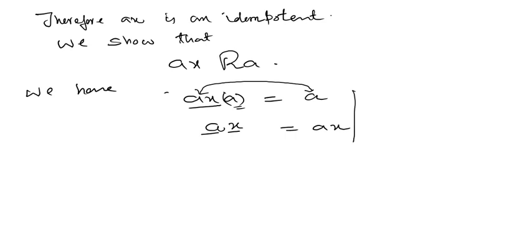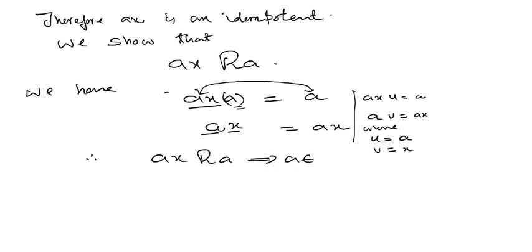So it's like this, AXU is equal to A, and AV is equal to AX. So where this U is equal to A, and V is equal to X. So therefore this AX is R related to A, which implies AX belongs to the R class of E.